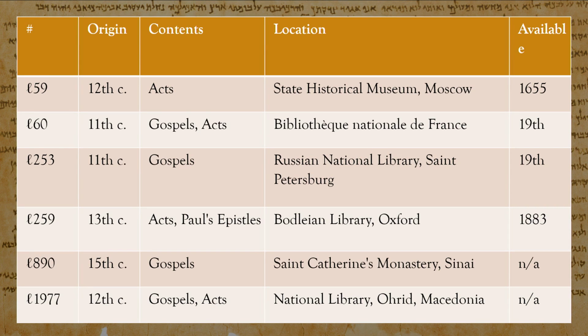And we also have some lectionaries just to look at here. Lectionary 59 is from the 12th century. It just has the book of Acts, and you can find it today in Moscow. Lectionary 253 has just the Gospels in it, and you can find it in St. Petersburg. Lectionary 259 has Acts and Paul's epistles, and you can find that in England at Oxford. Lectionary 890, this one's interesting, has the Gospels, and you have to go either on a camel, a donkey, or, you know, a car to St. Catherine's Monastery, even today, if you want to see Lectionary 890. So these are where these things are stored today.